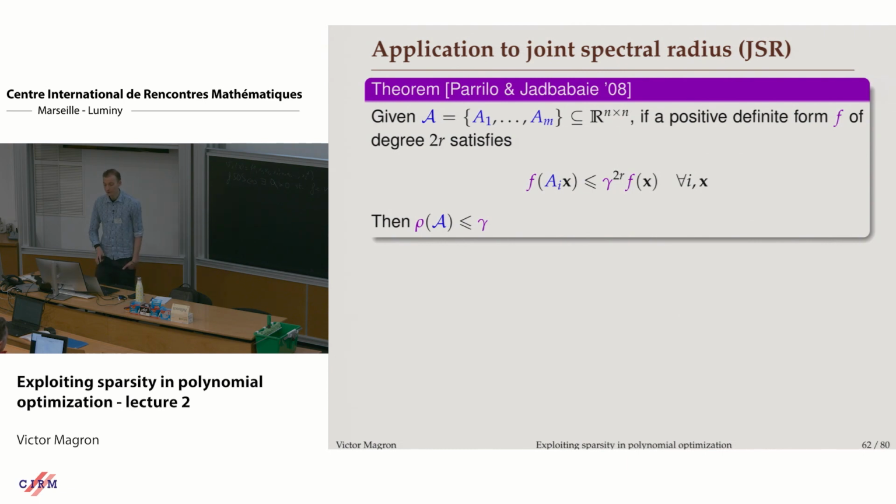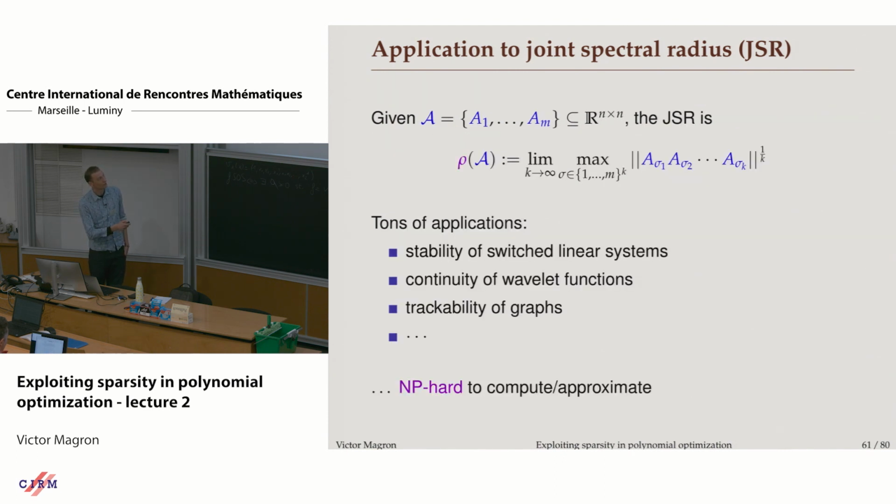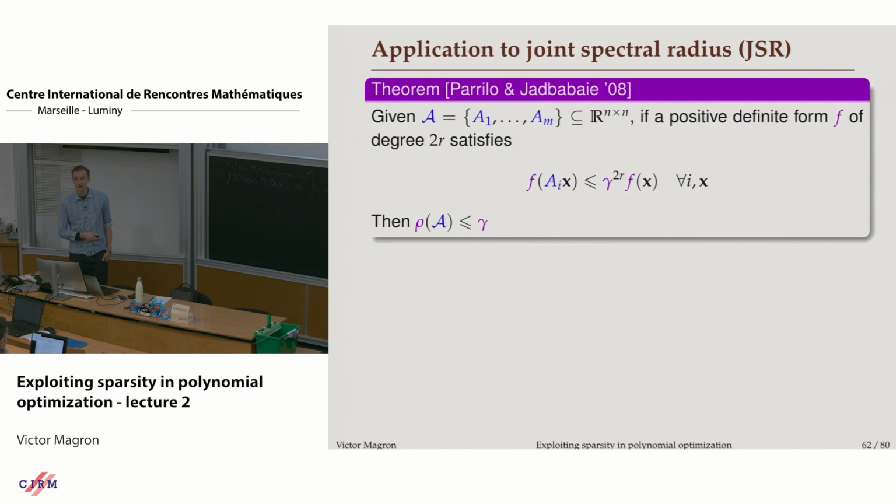So people, of course, try to approximate it with optimization techniques. The high level intuition is that you want to approximate this norm, and to approximate this norm, you will take a positive definite function, f, that will do that. And you want this norm approximation f to satisfy this inequality. And then you can prove that if this inequality is satisfied, then the joint spectral radius is less than 1.